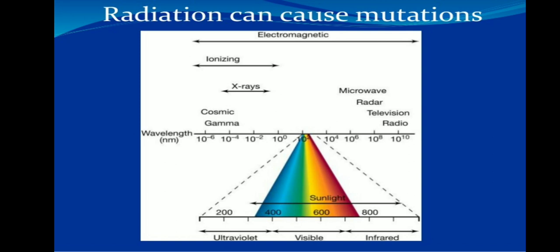The most potent are the cosmic gamma rays, ionizing radiations. Okay, so light gets divided into different regions like the ultraviolet, visible or infrared. Ultraviolet light, that is UV light, ranges up to 400 nanometers, and this light is very dangerous.